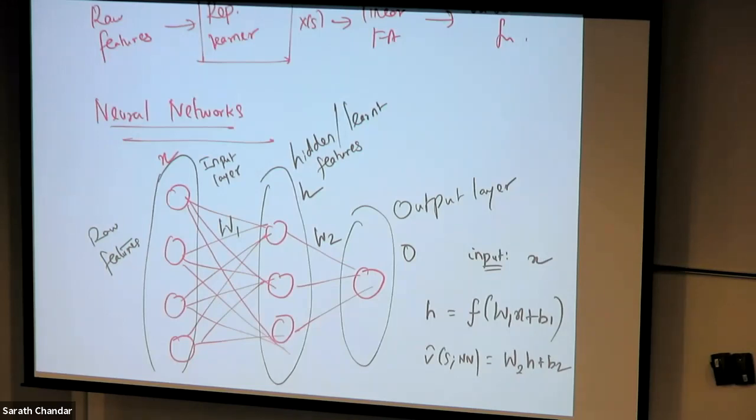Now, if you think about it, this part of my network is the representation learner. Once I have the representation, I feed it to my linear function approximator. So this part is the linear function approximator. Is that clear?